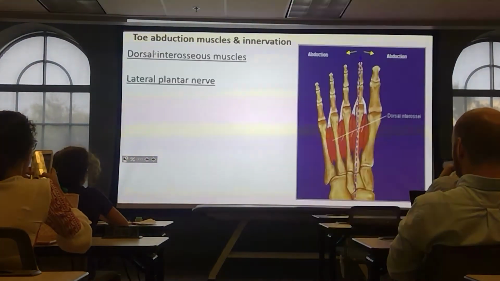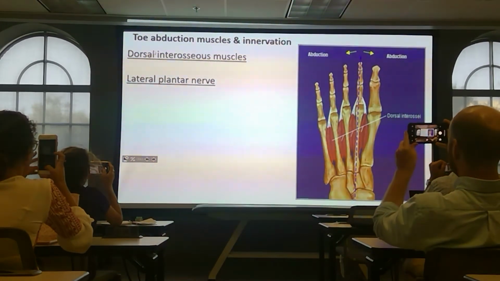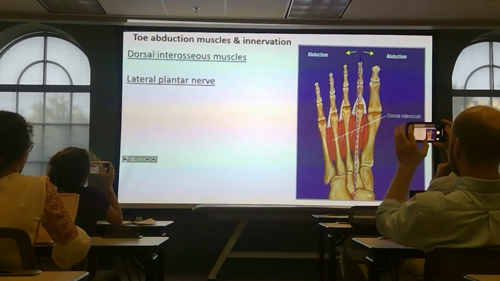Toe abduction muscles and innervation is going to be the dorsal interossei, and that's going to be the lateral plantar nerve. Most of the intrinsic muscles of the foot are supplied by the lateral plantar nerve.